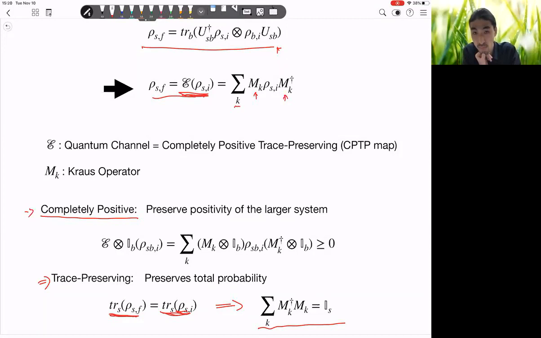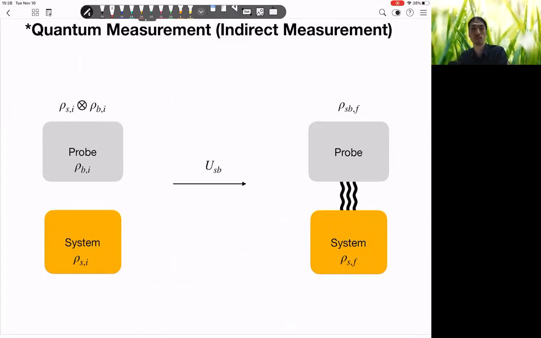So basically each M_k labels a type of error that can happen. Oh, I see. So each M_k describes an error that happens to the state. And this formalism of error is useful in quantum measurement as well, because you have a system and you have a probe, and you can couple them to measure the state of the system. So that was just a small comment.